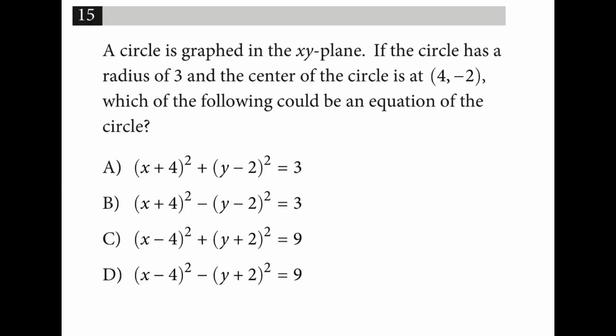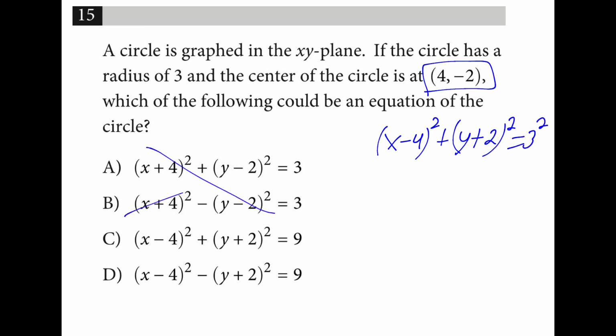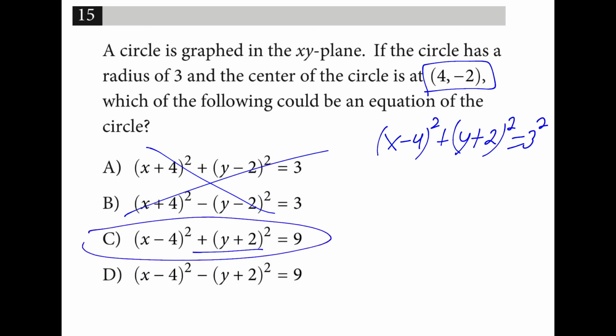If we have a center here, that's going to be x minus 4 squared plus y plus 2, since it's minus a negative 2, squared, is equal to 3 squared. So the ones that just have 3 on the right are wrong, and I want to see plus y plus 2. That's why C is correct.